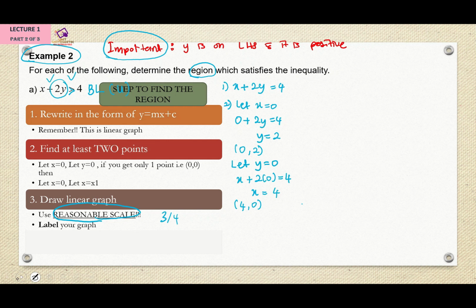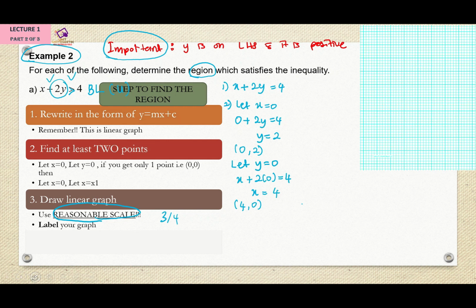So students, how to ensure you draw a good graph and you use a reasonable scale? We need to use a graph paper. Students, please take out your graph paper first. For this question, we will be using a reasonable scale. The scale that we will be using is x-axis 5 units equals to 1, and for y-axis 5 units equals to 1 as well.